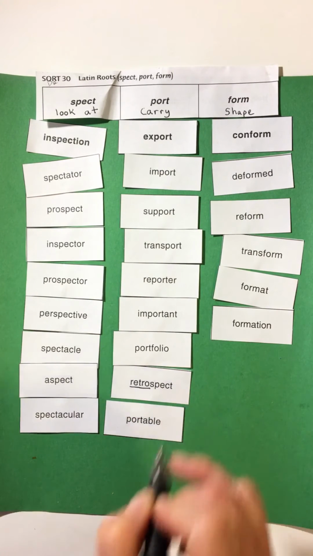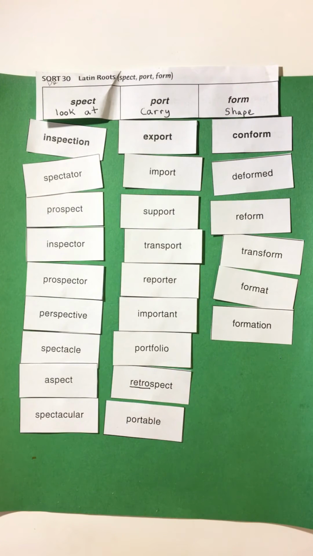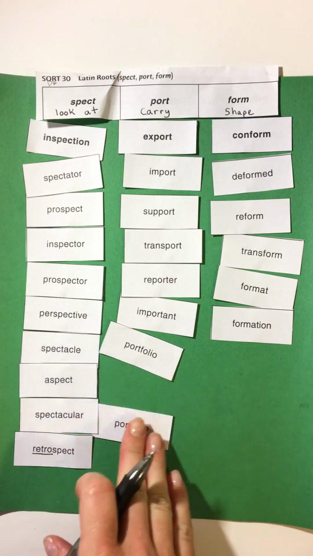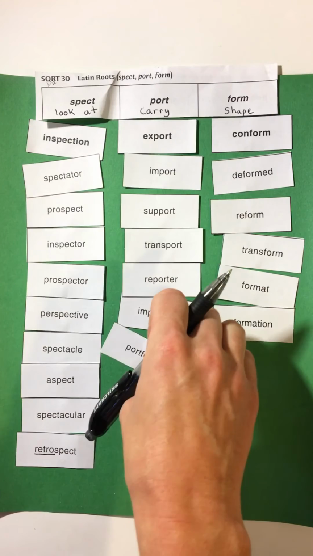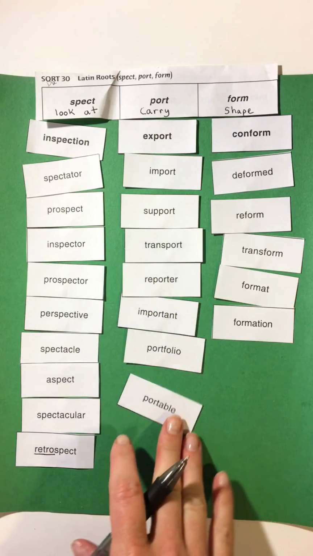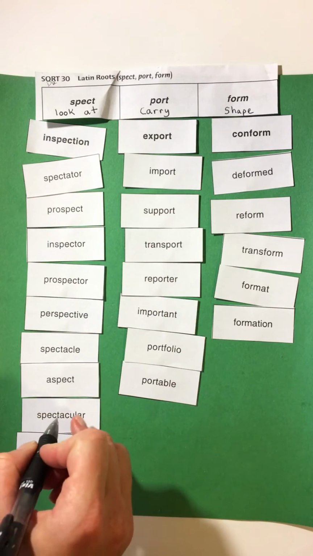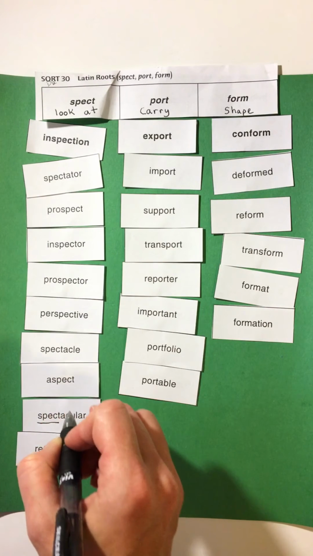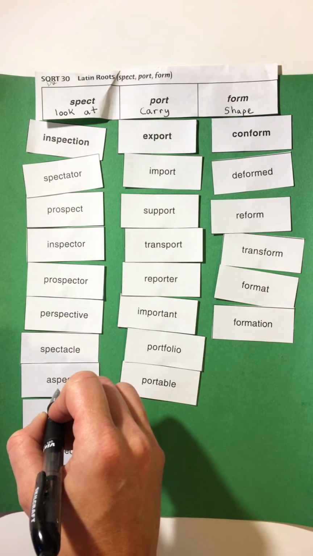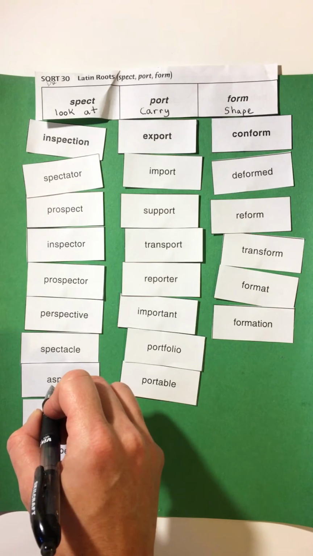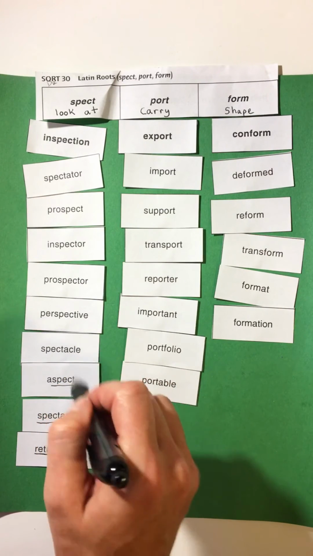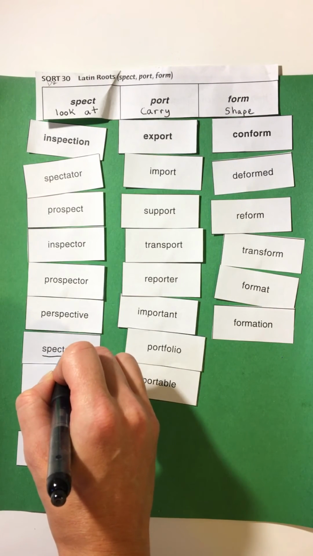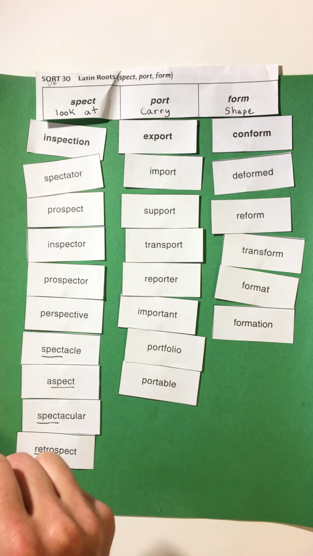Let's see, retro means in the past. So this means, oh, this one's in the wrong section. This means looking in the past. All right, spectacular. It was so great I had to look at it. Aspect means one part of something to look at. Spectacle is very similar to spectacular. A spectacle is like a scene that someone's making.